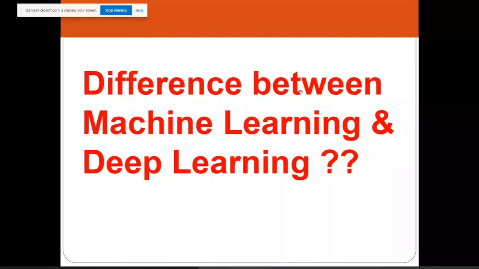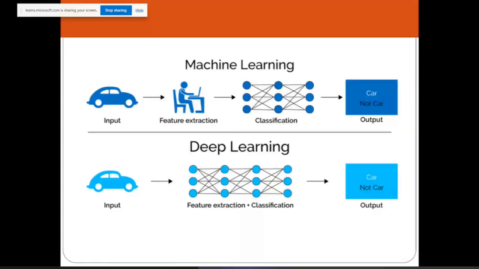So before moving forward, what is the difference between machine learning and deep learning? This is a very basic concept. Just focus here. In machine learning, there is a step known as feature extraction. So we need to extract the features. After that, we need to apply different classification or regression algorithms. Then that particular model will be able to take the decision.